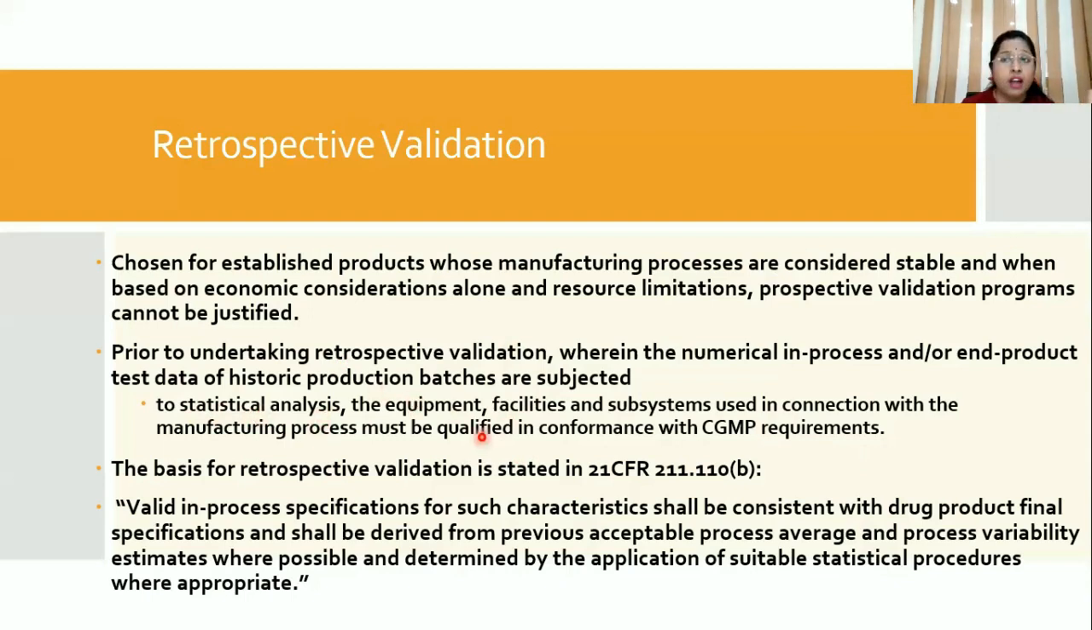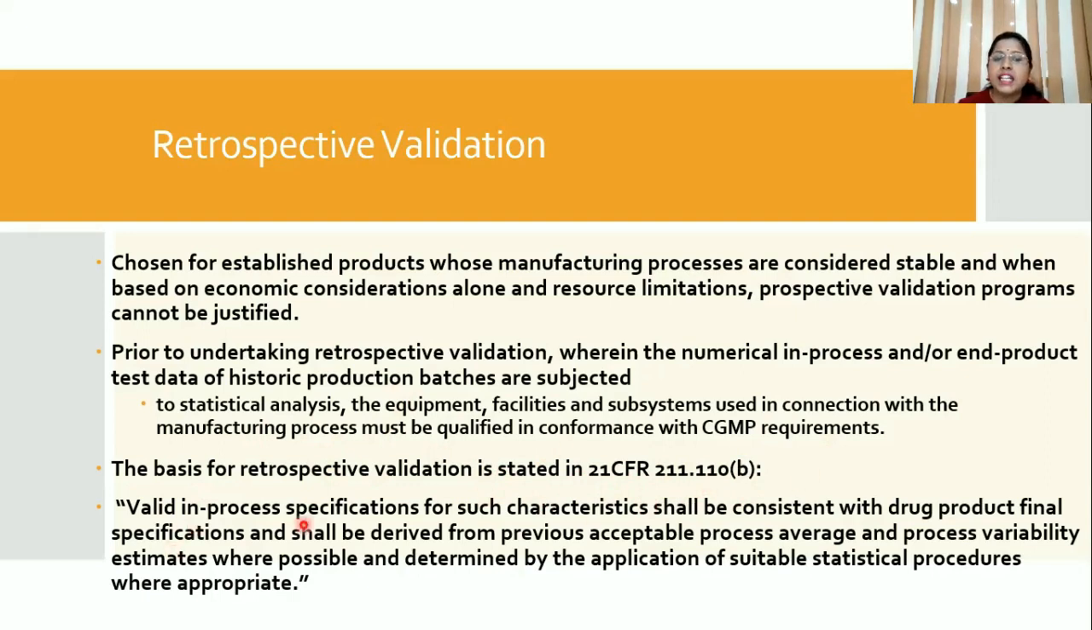The equipment, are they same or different? Facilities, subsystems used in connection with the manufacturing process. So you need to confirm all this data. And the basis for retrospective validation is stated in 21 CFR 211.110(b). So this is as per US FDA. It is mentioned in the Code of Federal Regulations.